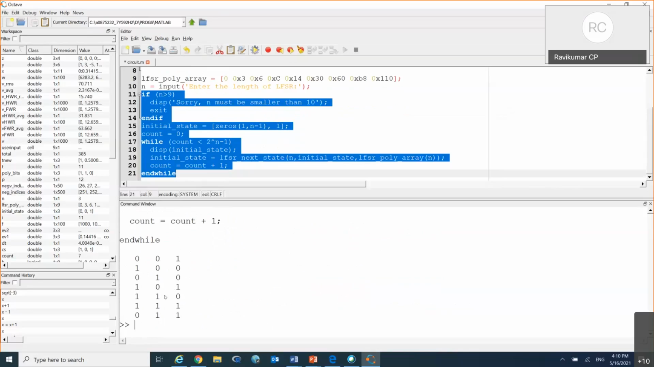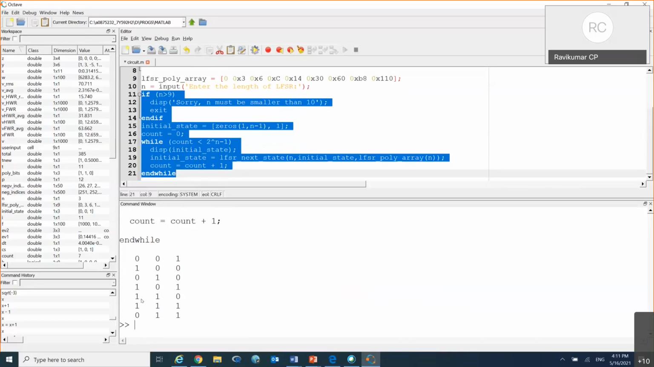Okay, now it's okay, right? So 0, 0, 1, 0, 0 got shifted here, and then XOR of these two came here. 1, 0 got shifted here, XOR of these two came here. 1, 0, 1 got shifted here, XOR of 1 and 0 came here. 1, 0 got shifted here, 0 and 1 came here.